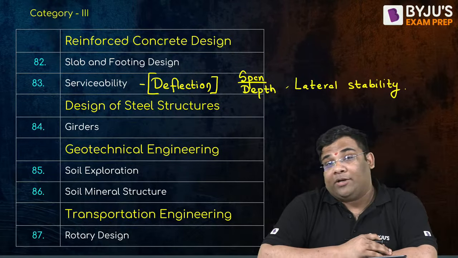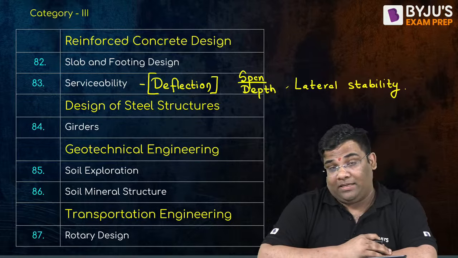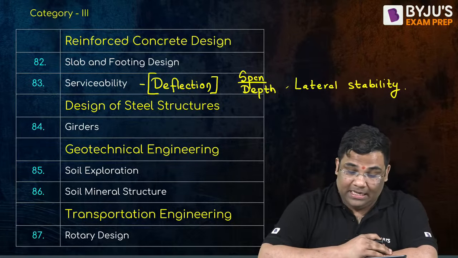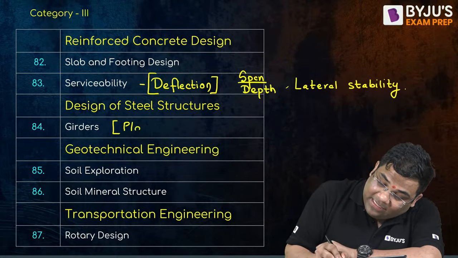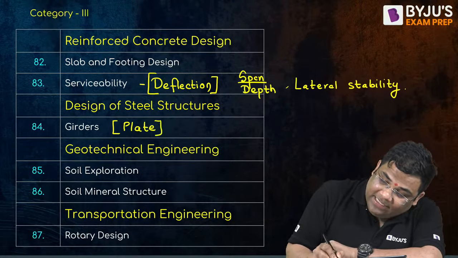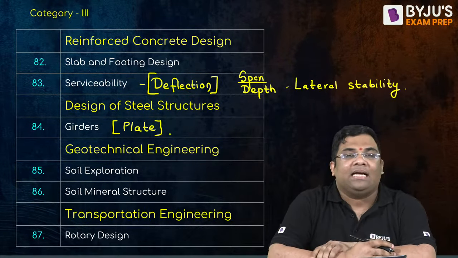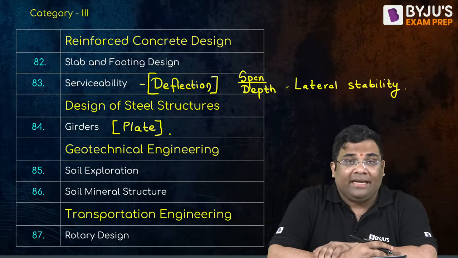So we have to complete all the topics, but you have to prioritize the subtopics subject-wise like this. In steel structures, you can complete girders, mostly plate girders. But again, this is in category 3. Plate girders, they can ask some questions, okay, but category 3.